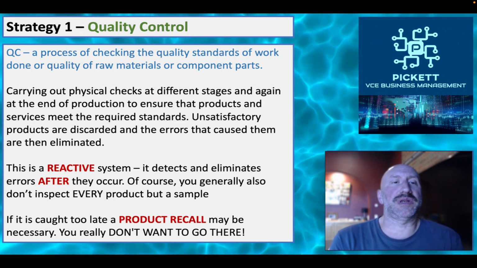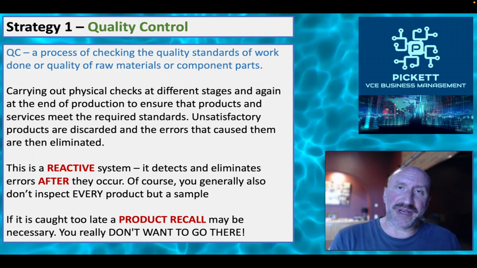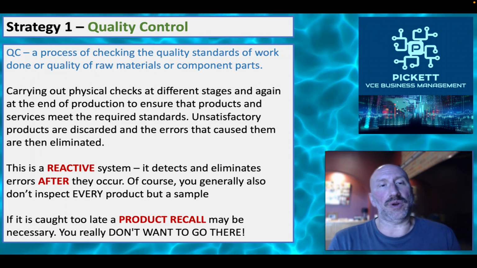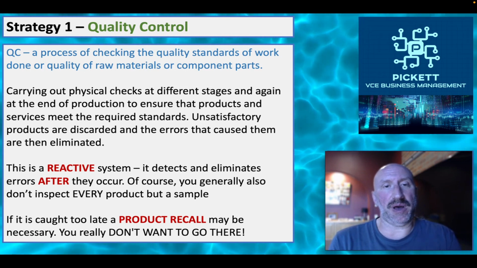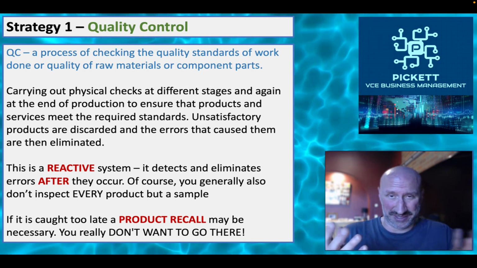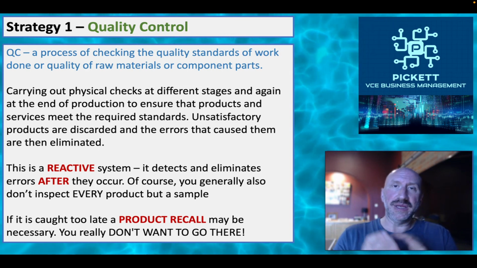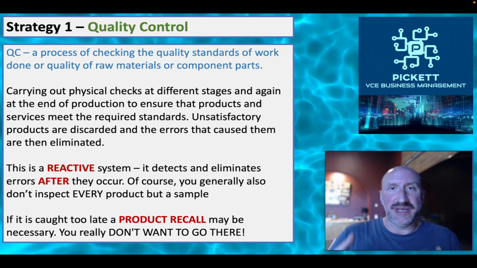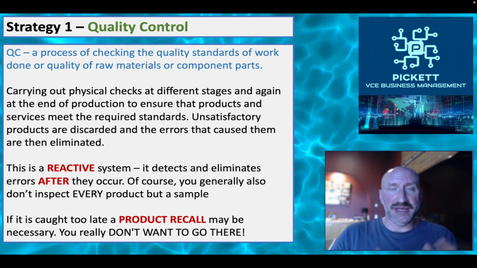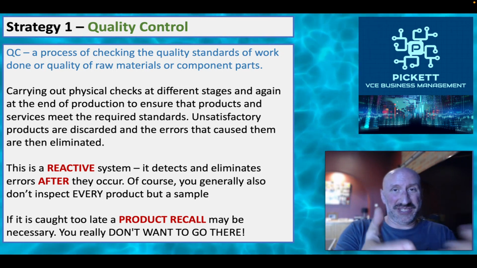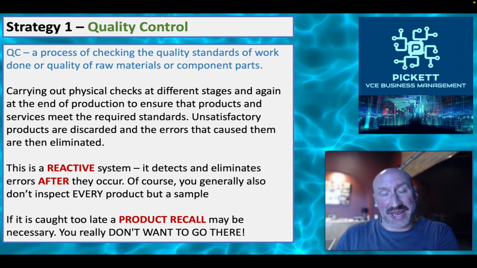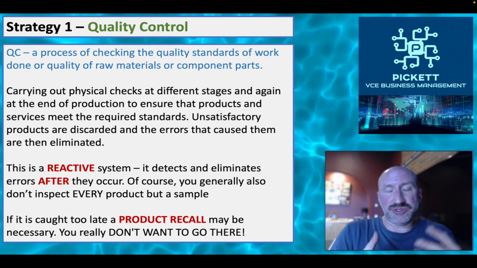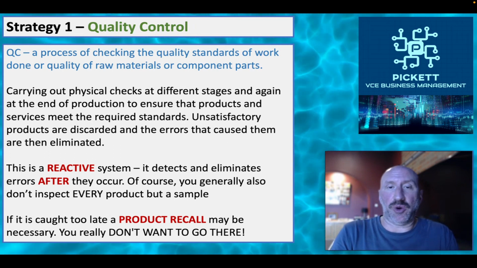So first off, quality control, QC. To define it in a sentence, a process of checking the quality of standards of work done or the quality of raw materials or component parts. Okay, so just a one sentence definition there. So what does this involve? Basically, this is just carrying out physical checks at different stages of production. Okay, so at different stages of production, you actually go in and physically check what's going on. And then again at the end of production, so with your finished product, just to make sure that your products, also could apply to services, meet the required standards.